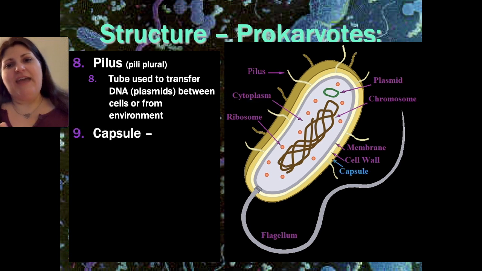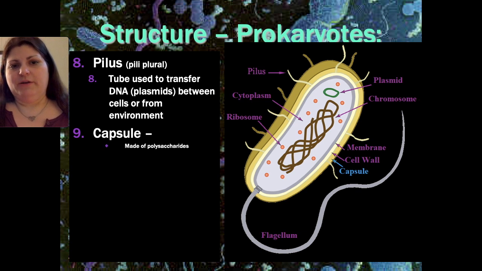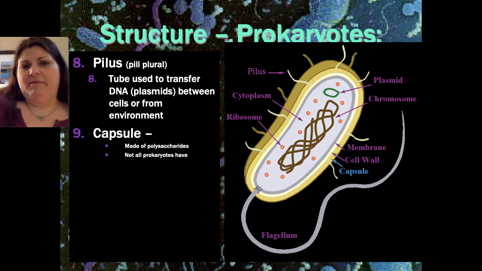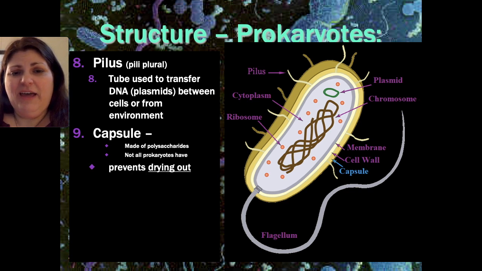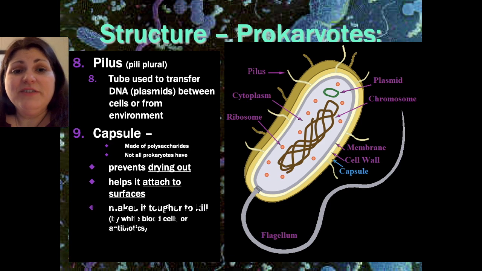Finally, in addition to having a cell wall, most prokaryotes have a capsule. Capsules are made up of polysaccharides. It's not necessarily a guarantee that all will have it. The capsule does things like help prevent it drying out, helps it attach to the surfaces that they live on, and makes it tougher to kill. Let's pause here to review.